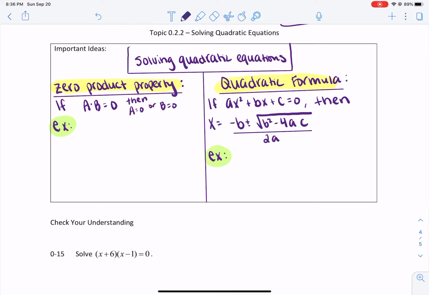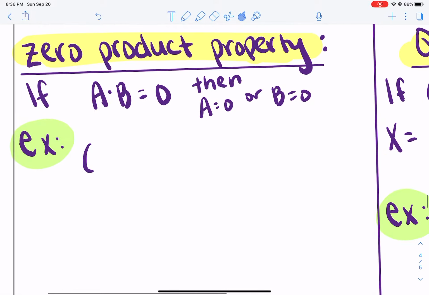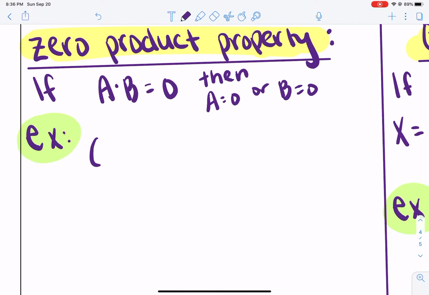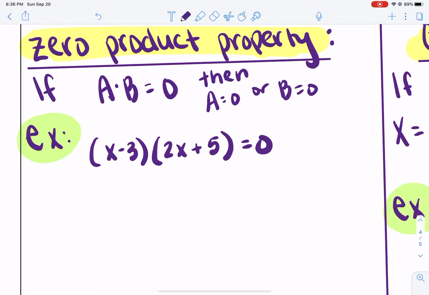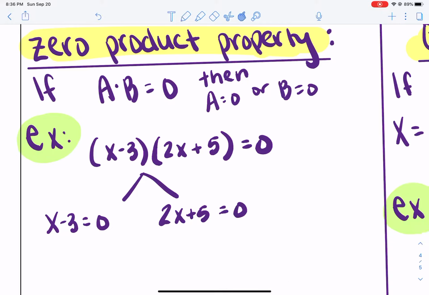So an example, like one we just did, would be, how about we say x minus 3 and 2x plus 5 equals 0. So what I'm going to do is split them up. So I'm going to take the x minus 3 and set that to 0, and then the 2x plus 5 and set that to 0.